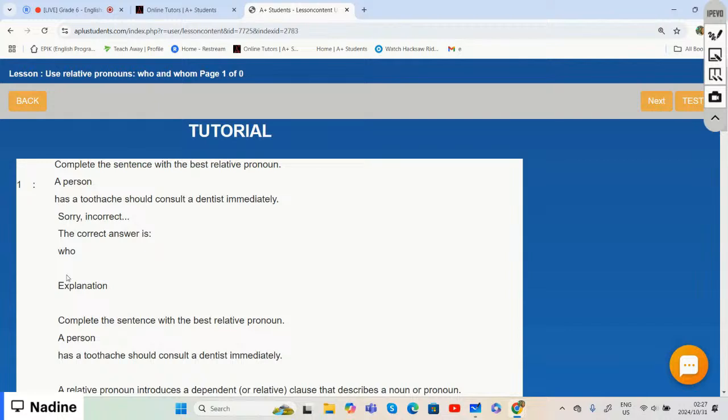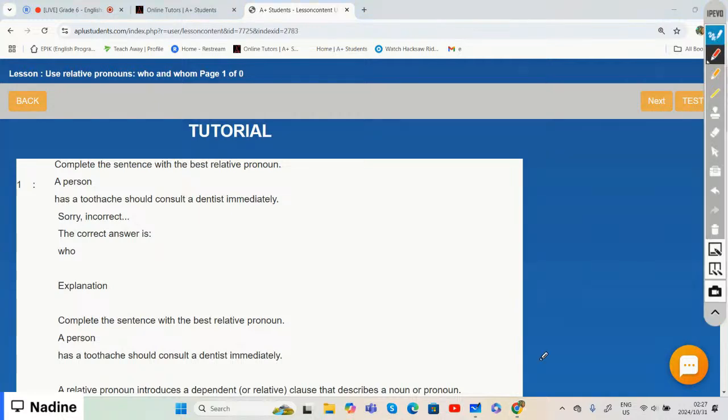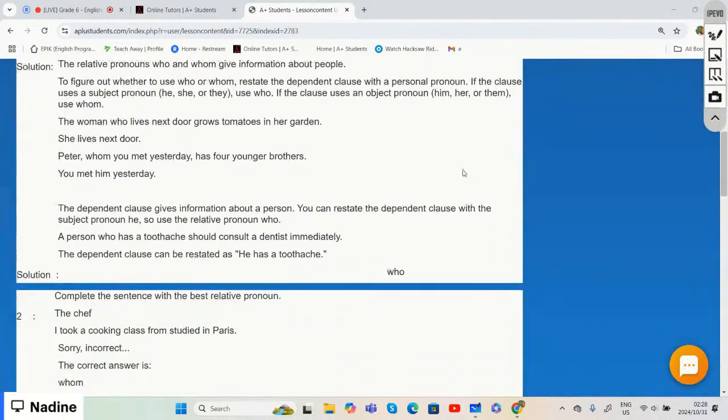All right. So we said a person who. A person who has a toothache should consult a dentist immediately. So we don't say a person whom. A person who has a toothache should consult a dentist immediately. Who? Yes, well done.